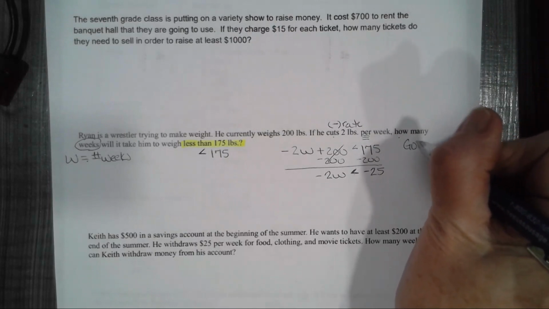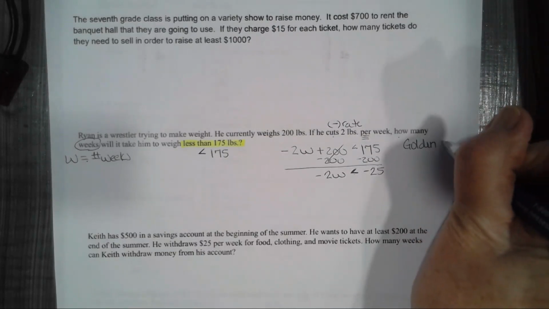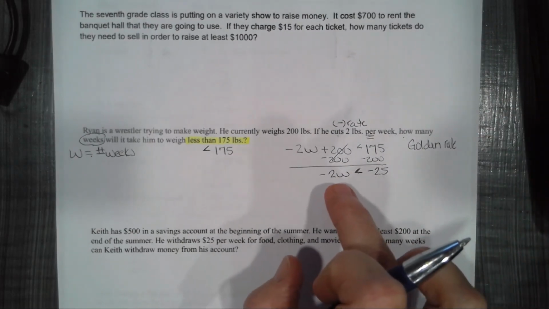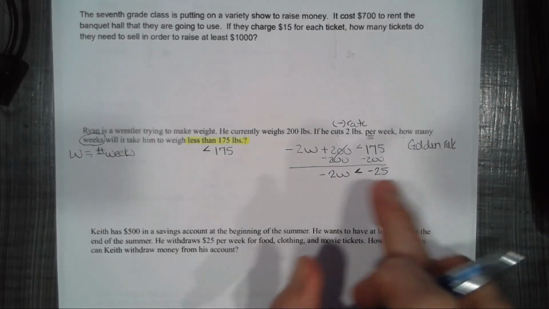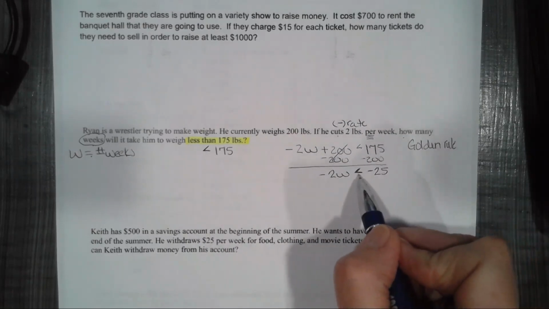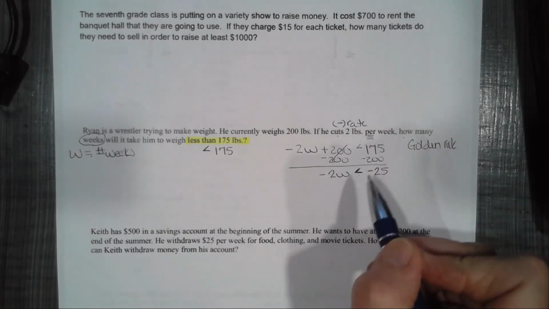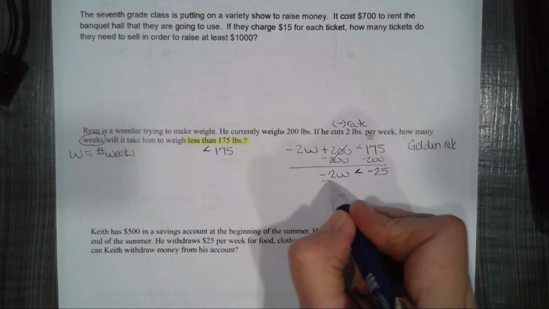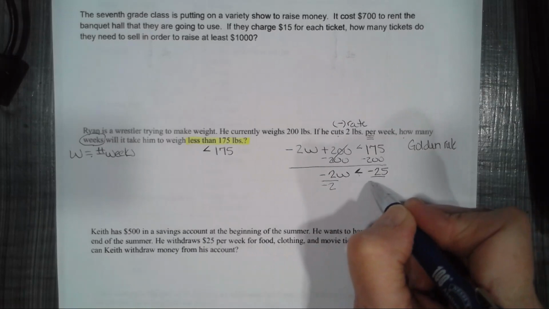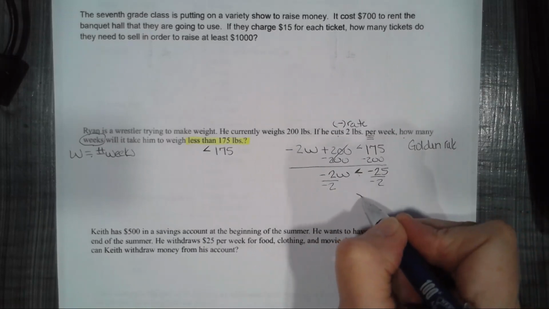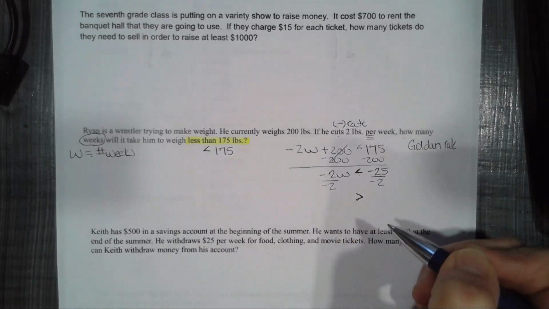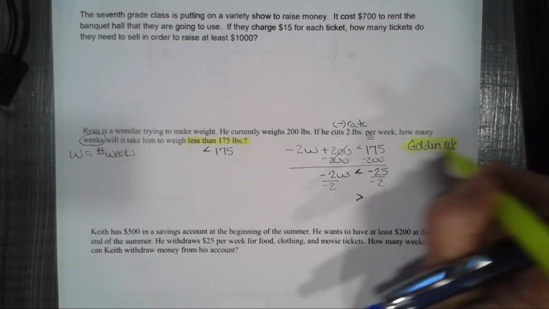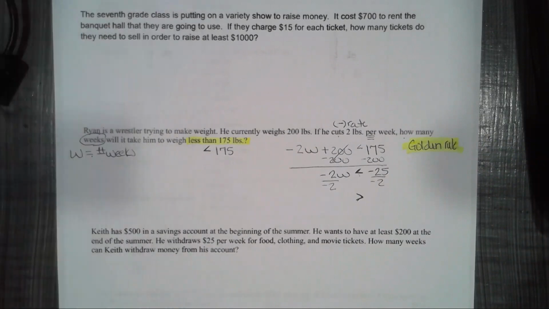It's called the golden rule. Hopefully we have learned the golden rule. It says that whenever I divide both sides by a negative number, the inequality symbol switches direction. It also works if I multiply both sides by a negative number. So I'm going to divide both sides by a negative 2, and that switches the inequality symbol. Okay, that's the golden rule. Hopefully we learned that back when we were solving inequalities, and we just need a little reminder.